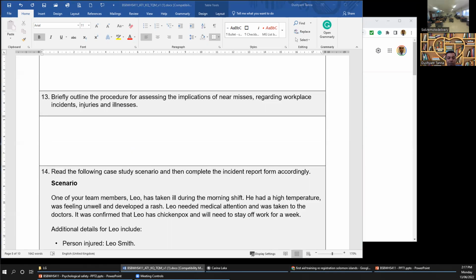Yeah, so next one we are talking about briefly outline the procedure for assessing implications or near misses regarding workplace incident injury. It doesn't specify anything. I can say approx 50 to 70 words. That should be enough.